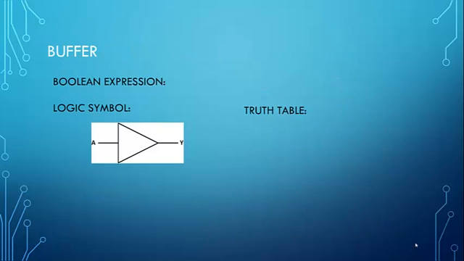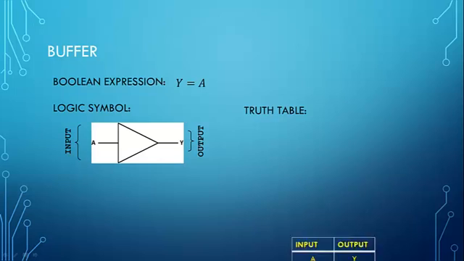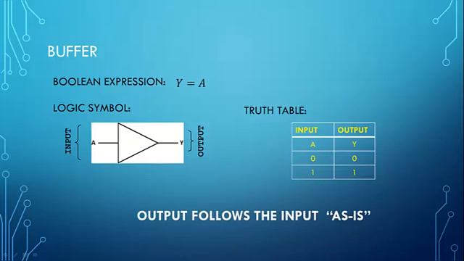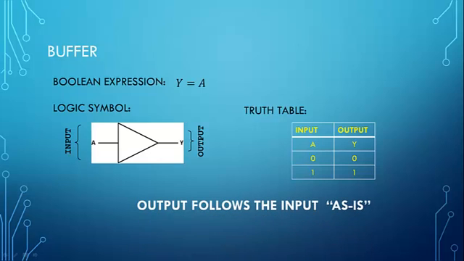The first gate we're going to look at is a buffer, which, just as the name implies, just passes the input to the output. The Boolean expression then is y equals a. If y is our output over here, it's going to equal whatever the input is coming into this. The truth table also shows that. Remember, a truth table shows all possible input combinations and their associated outputs, and we can see that the output follows the input as is.